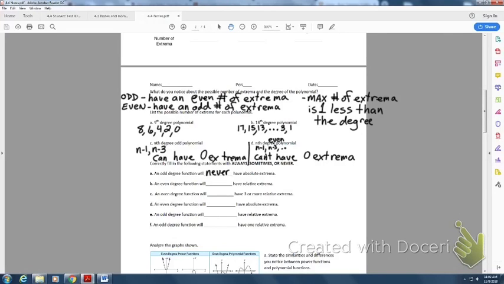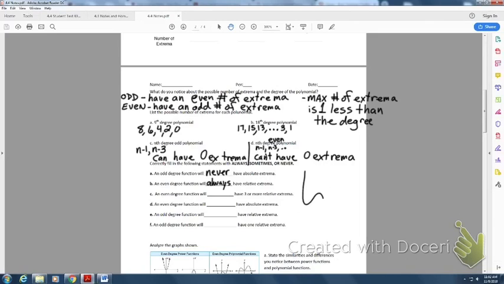An even degree polynomial will always have a relative extrema. Alright, so let's just take the basic example. And even though this is an absolute extrema because it is the minimum, an absolute extrema is always a relative extrema. A relative extrema is not always an absolute extrema. Okay? And I'll give you a better example of that right now.